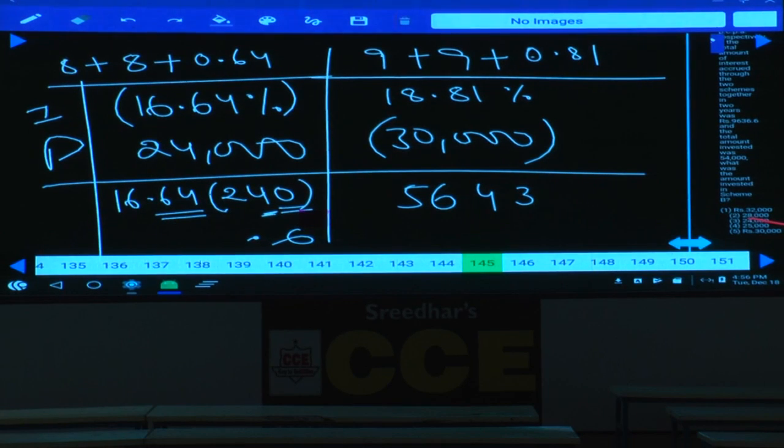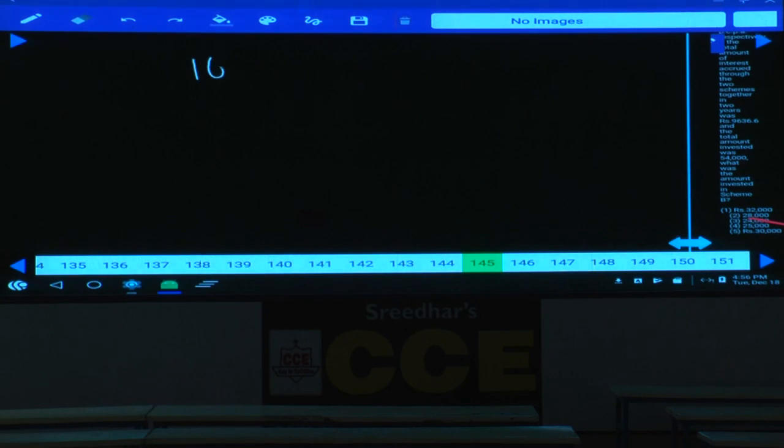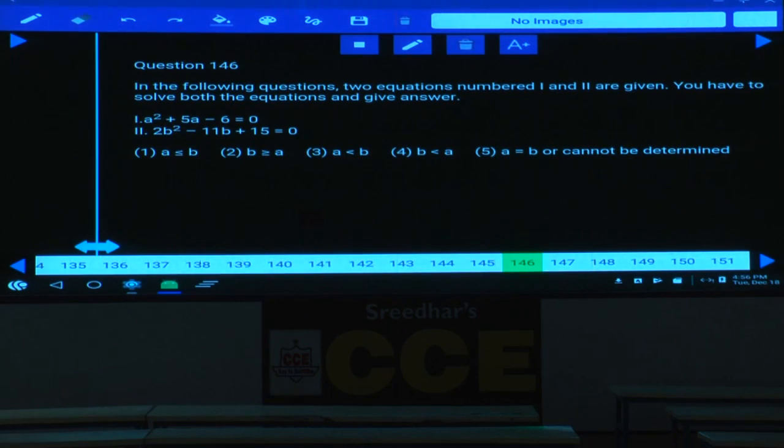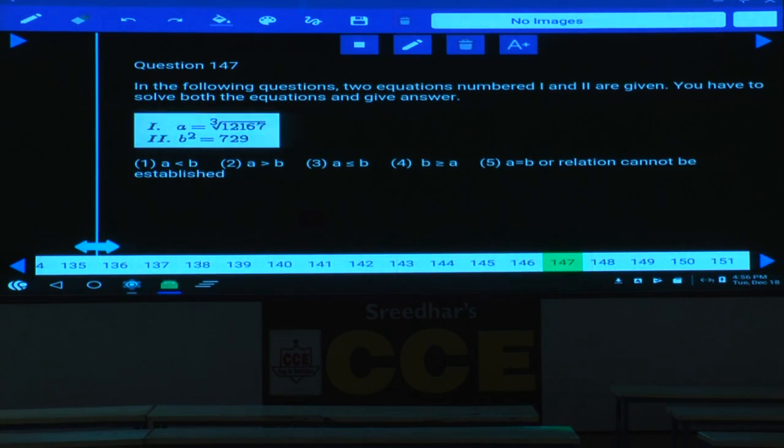Otherwise you can go for the reverse multiplication, reverse method. See, why I don't prefer the reverse method is that the interest obtained on the first part is 16.64 and on the second part is 18.81. See, you have 4 digits here. Simplification takes a lot of time. If you want to try, you can try. Hence I am going for the multiplication rule and then verification. Right. Hope you can do all these questions.